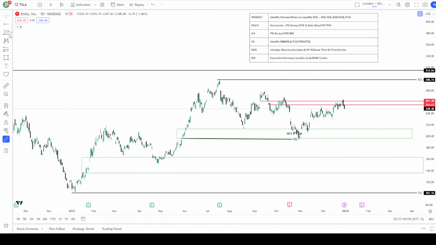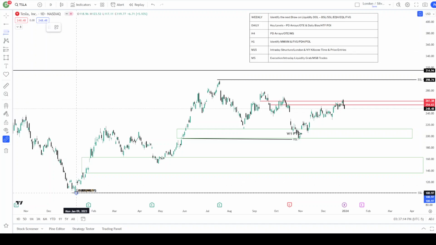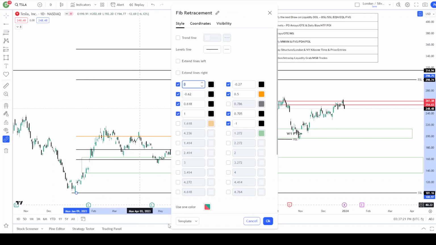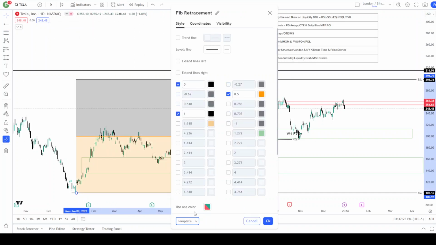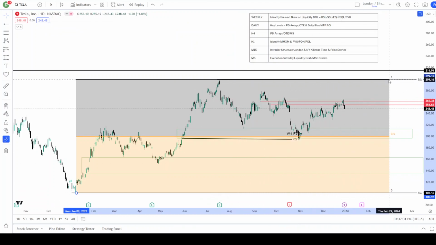And so if we want to use our Fibonacci tool, this is a really easy way to, if you can't eye it out, which it's kind of obvious to me that we're in premium, but you could also use your Fibonacci tool, and you could do your premium discount setting, which I've showed before is 0, 0.5, and 1. And you can see if we were to extend that out, that we are currently in the upper half of premium.